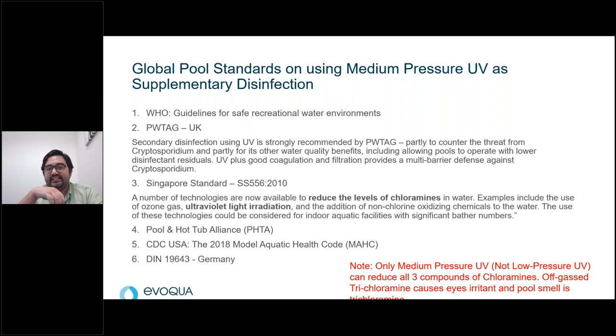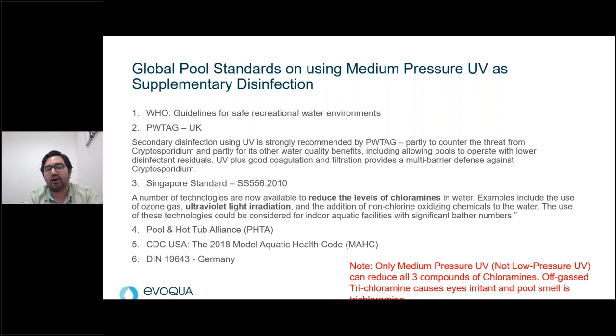The next slide shows some of the guidelines, which you can visit, that recommend using UV or ozone as secondary disinfection. WHO, PWTAG, even the Singapore standard, state that it is recommended to use UV or ozone for indoor swimming pools in order to reduce the level of chloramine. Again, a note: only a medium pressure UV can reduce all three types of chloramine in the pool.